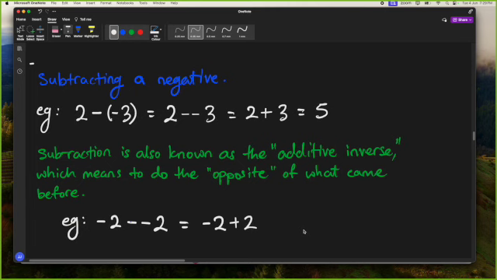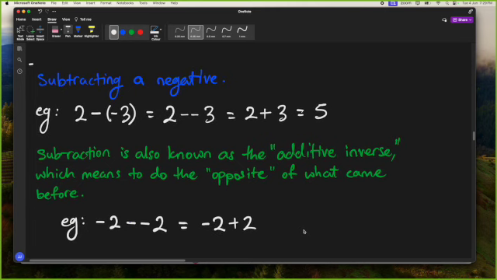Subtracting a negative. Yeah, we have a very special case here. You can see we have 2 minus, and then in brackets you have minus 3. So the brackets are really doing nothing. When you pull out the brackets, you just end up with 2 minus minus 3.